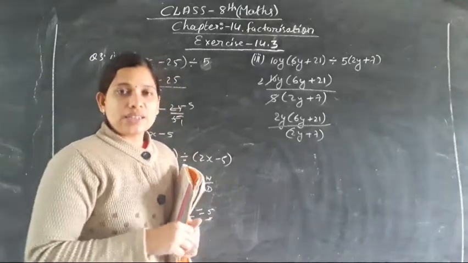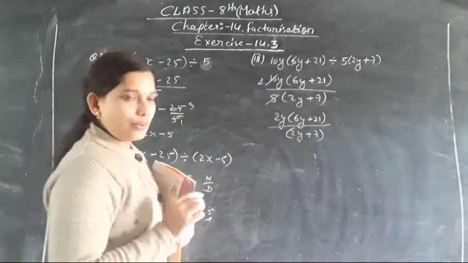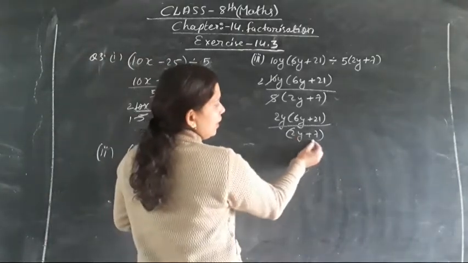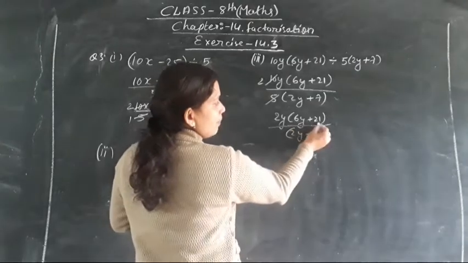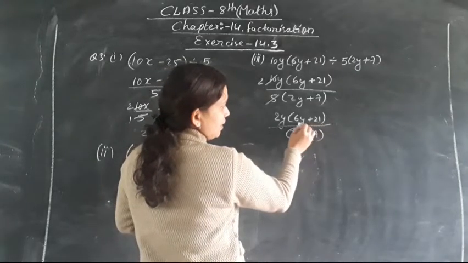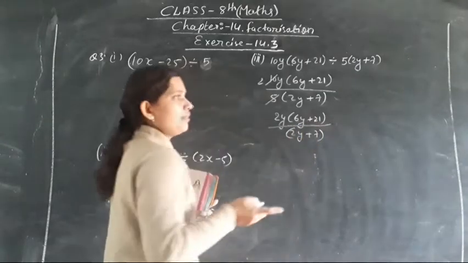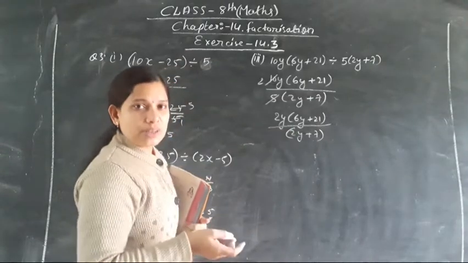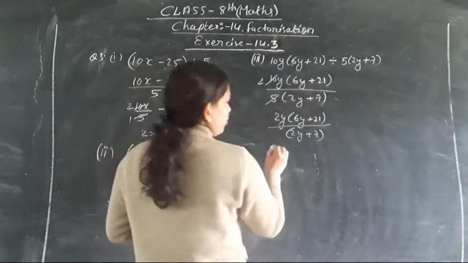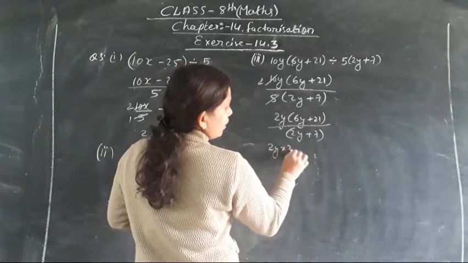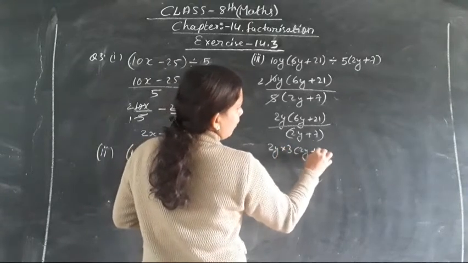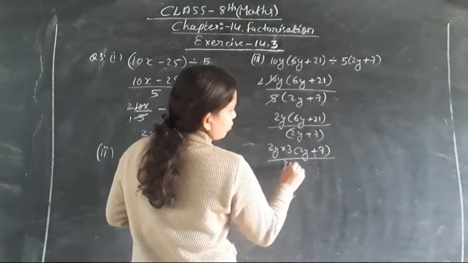After this, it will be difficult to cancel. So what are we going to do? We are going to look here. Nothing can be taken common in the bracket term. 6y and 21, both together come in which table? They come in the 3 table. So we are going to take the number 3 as common. So here 2y plus 7 is left. So 2y plus 7.